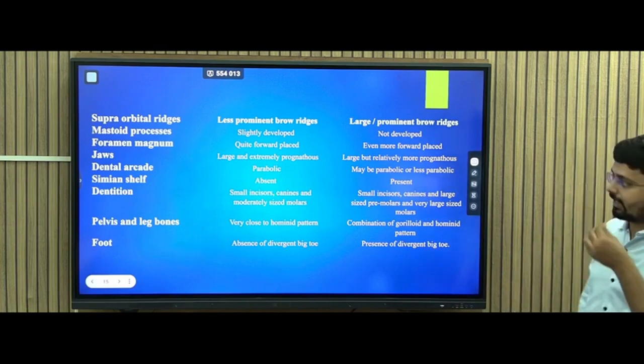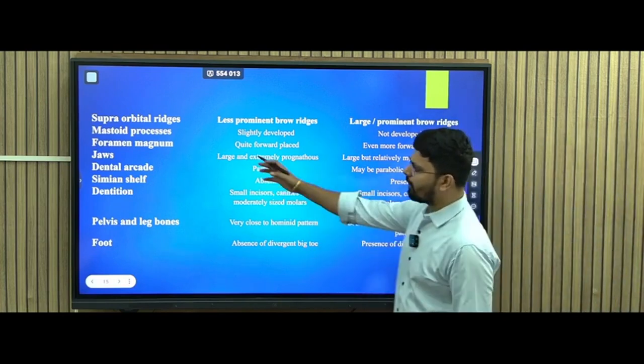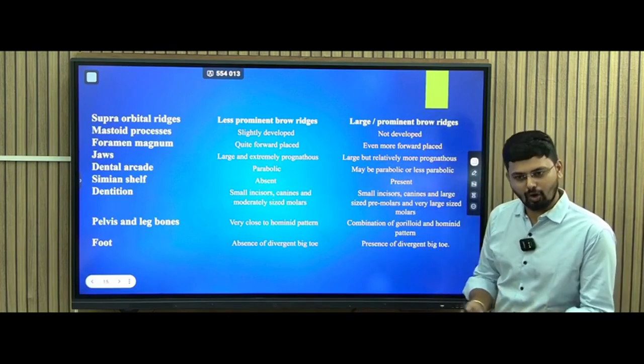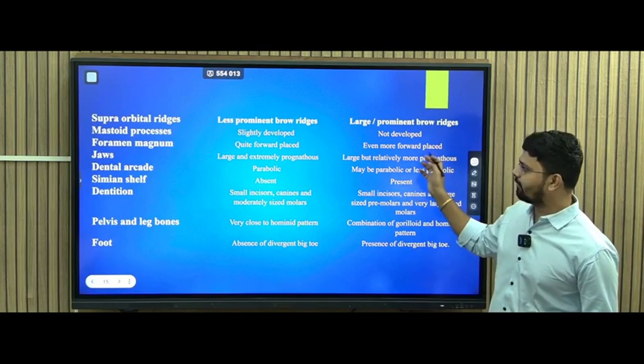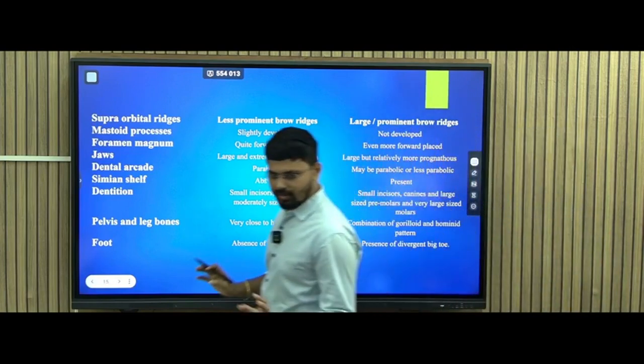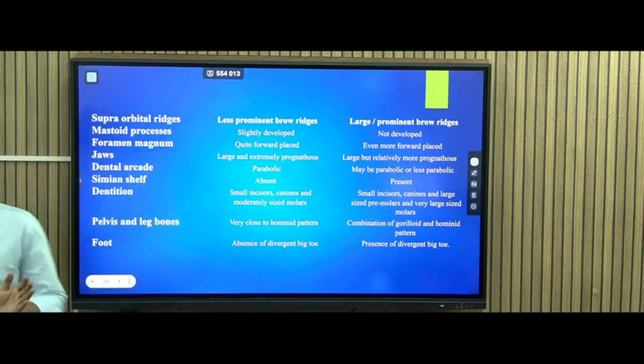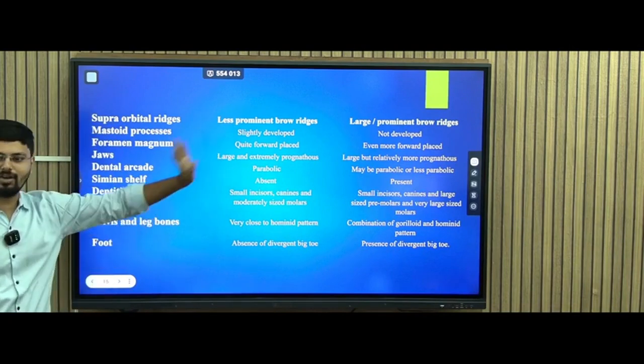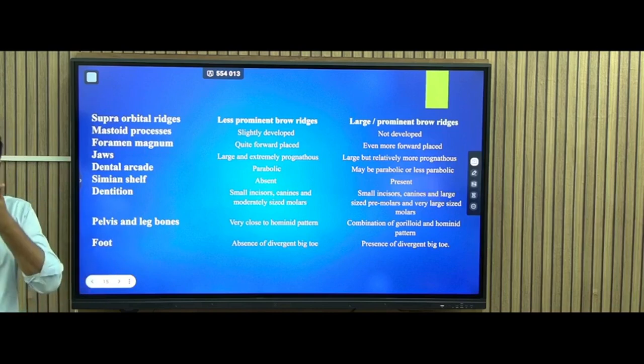So just know this trend better. Foramen magnum, this also you know, right? Gracile is more close to humans. In both of them, it is forward placed. You need not write quite forward, even more forward. You can ignore that. You can just say that it's forward placed, because both are bipedal.